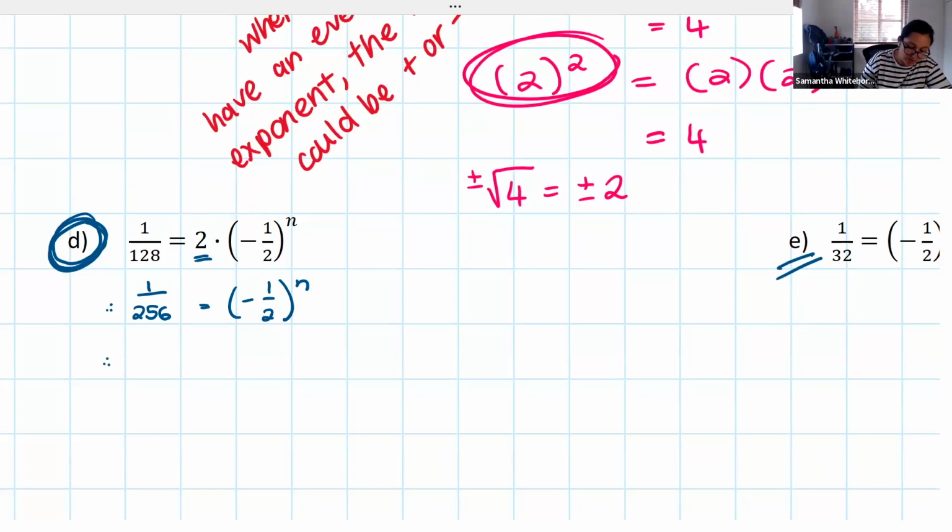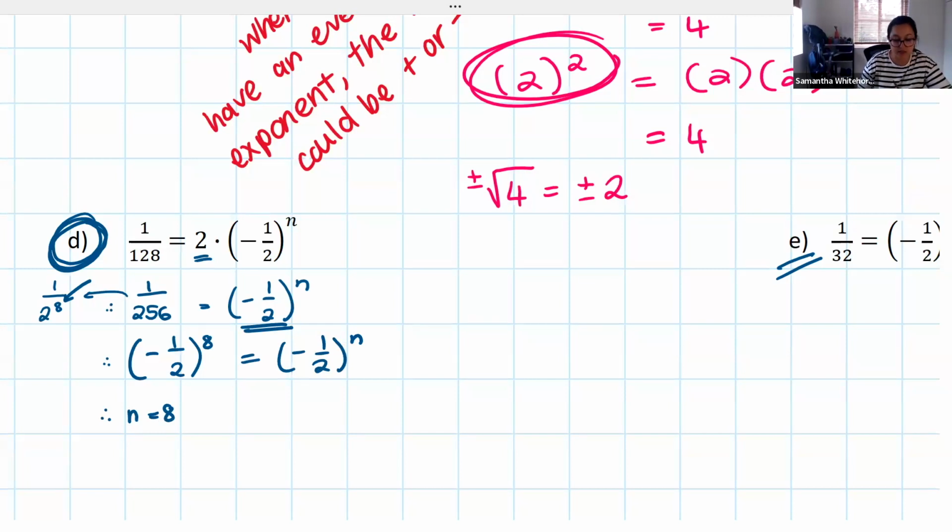Remember, we want this 256 as prime factors. And so this could be written as 1 over 2 to the power 8, because 256 as prime factors is 2 to the power 8. But bear in mind you have that negative. We've got an even exponent, so that's not a problem. I've got negative a half to the power 8. That still gives me 1 over 256 is equal to negative a half to the power n. And so n is equal to 8.